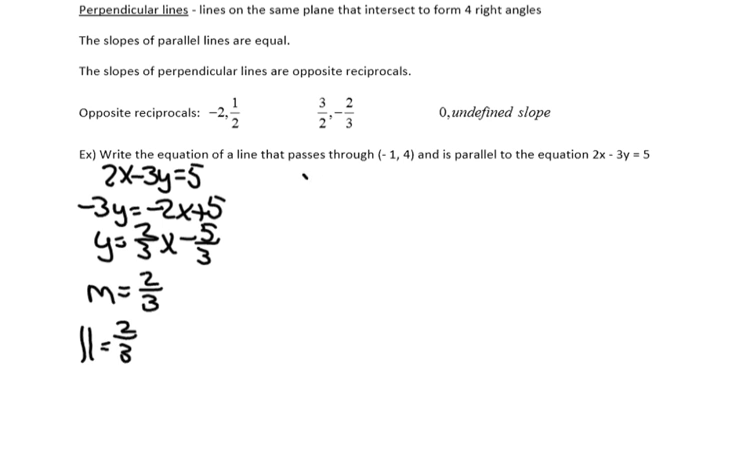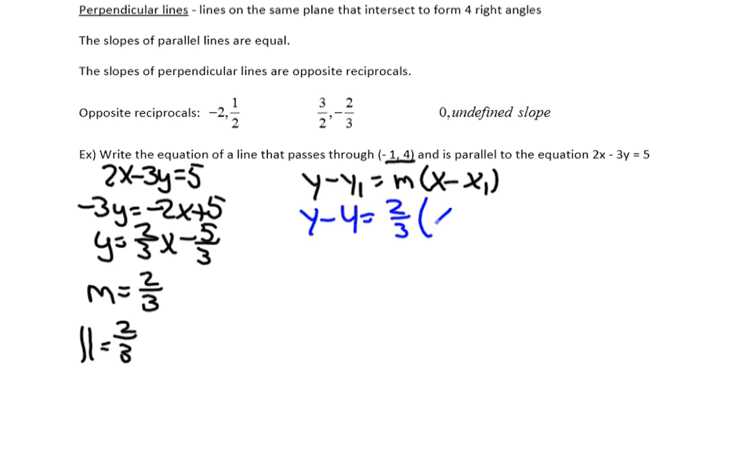Now, write the equation in point-slope form. So y minus y1 equal to m times the quantity x minus x1. Now, I can finally use this ordered pair negative 1, 4 for this problem. So y minus 4 is equal to 2/3 times x minus a negative 1. So that's y minus 4. That's 2/3 x. Now, what I will do to help with you with this, minus a negative is a plus. So 2/3 times a positive 1 is 2/3.